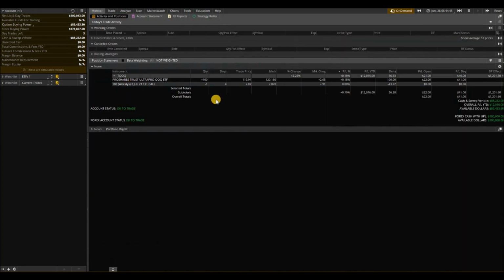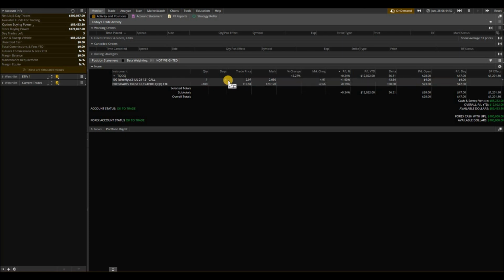Perfect. So now what we have in the account is I own 100 shares and I am selling a call option against it that expires this Friday. And for selling that call option, I just got $207 in premium.